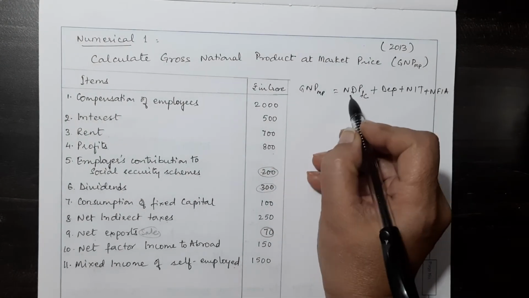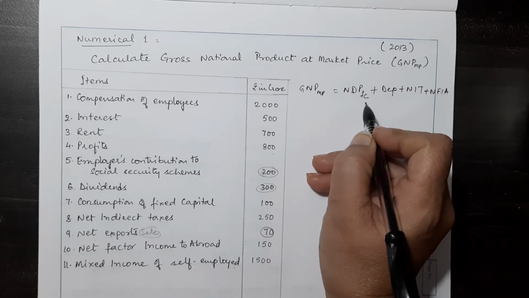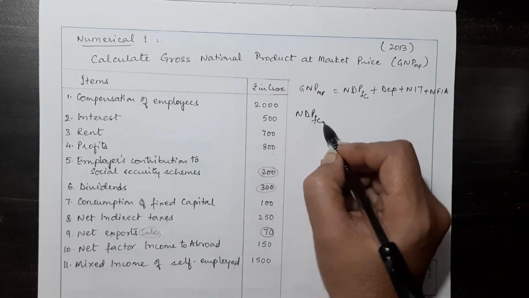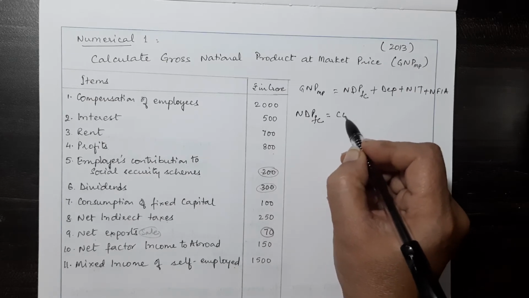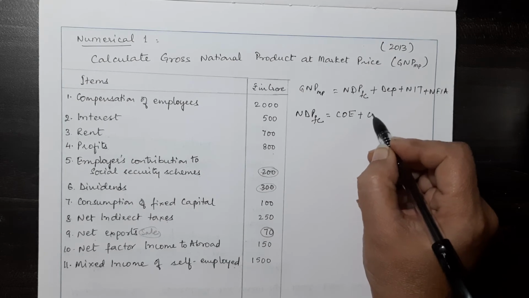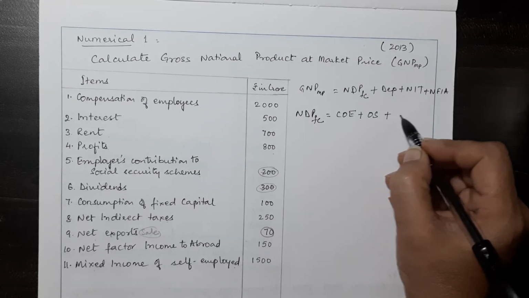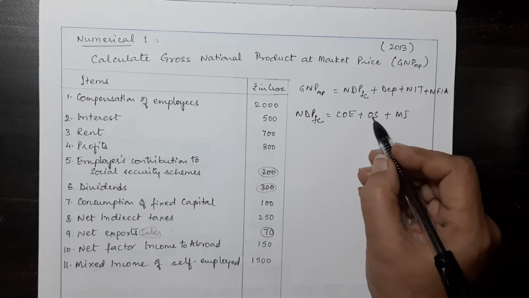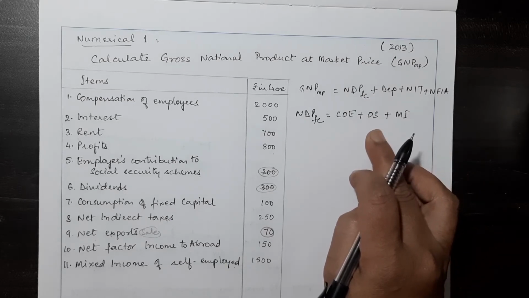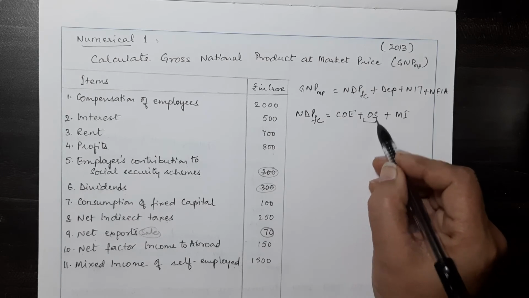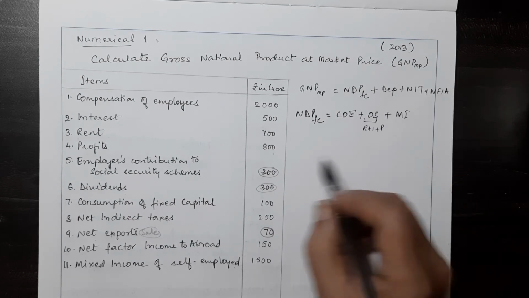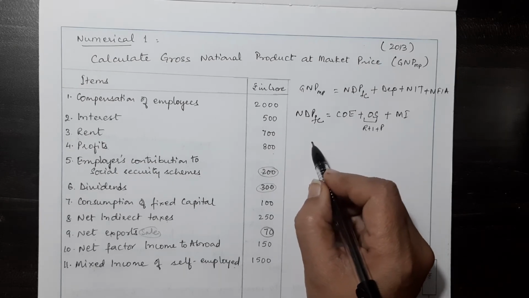Now how do we arrive at this net domestic product at factor cost? Net domestic product at factor cost, we learned, is equal to compensation of employees plus the operating surplus plus the mixed income. What is this operating surplus? This is rent, interest and profit, isn't it? This OS is nothing but rent plus interest plus profit. So that is how we'll put these values over here and check.